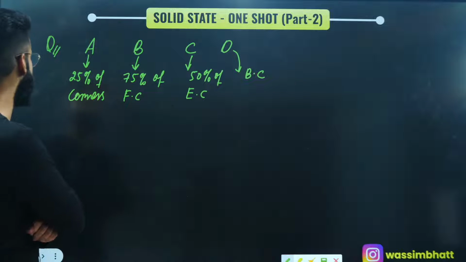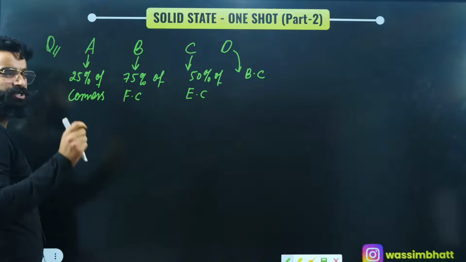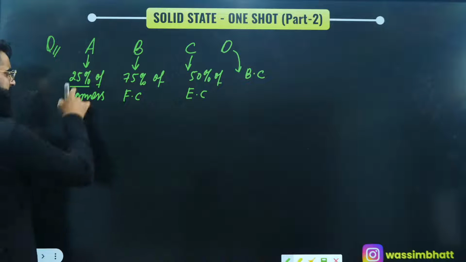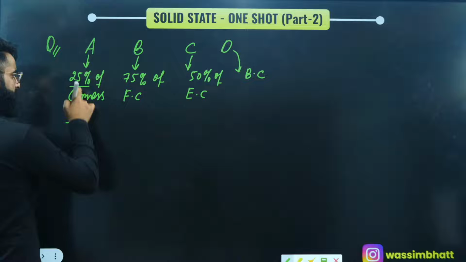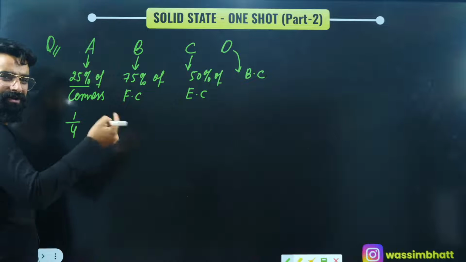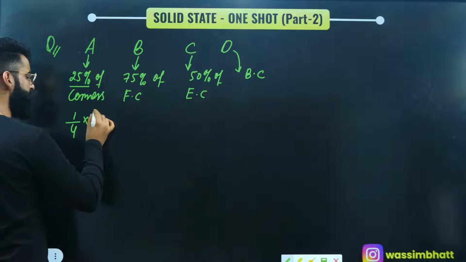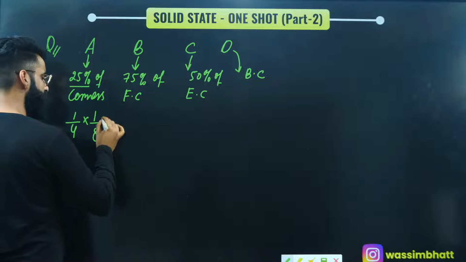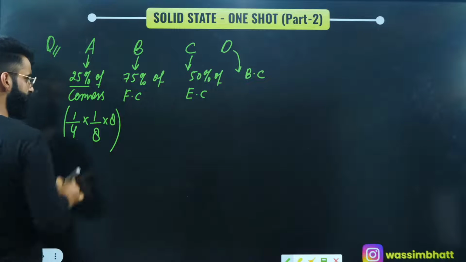See guys, it's again simple. A particles are present at 25% of the corners. 25% means 1/4. 25 by 100, 1/4. Contribution of a corner particle towards the unit cell is 1/8. Total there are 8 corner particles, right?